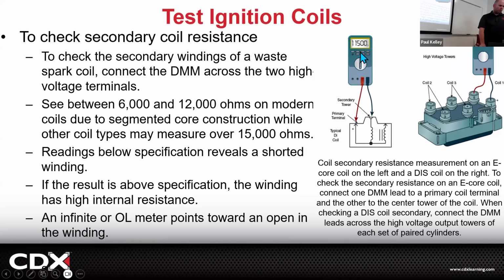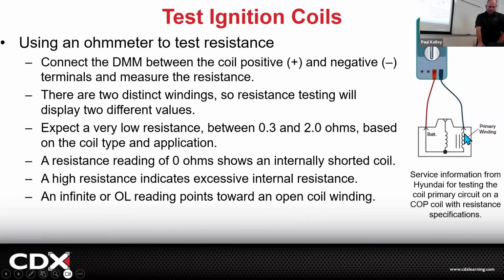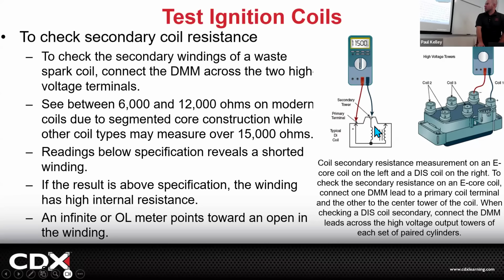Also, we could do secondary resistance. Now, this is a little different. If you remember on the coil, there was the primary coil, which is right there. That's the low voltage one. Then there's the secondary coil. We can actually measure the secondary coil as well, right? Because ignition coils can be open. They can be open on the primary, so we measure the primary, but they can be open on the secondary, so we can measure the secondary.